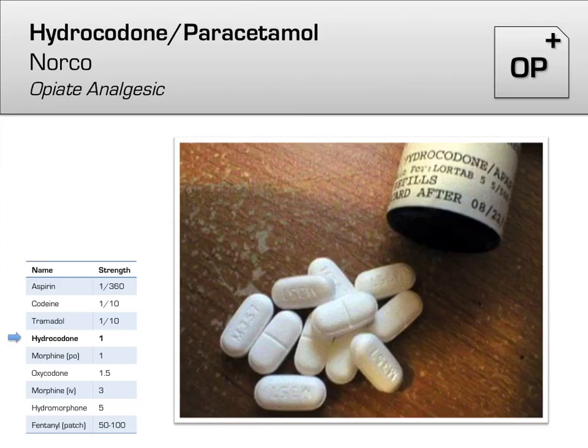Hydrocodone is often combined with paracetamol, which, as you'll remember, is another name for acetaminophen or Tylenol, for extra strength and sold under the trade name of Norco. Again, just know the names.